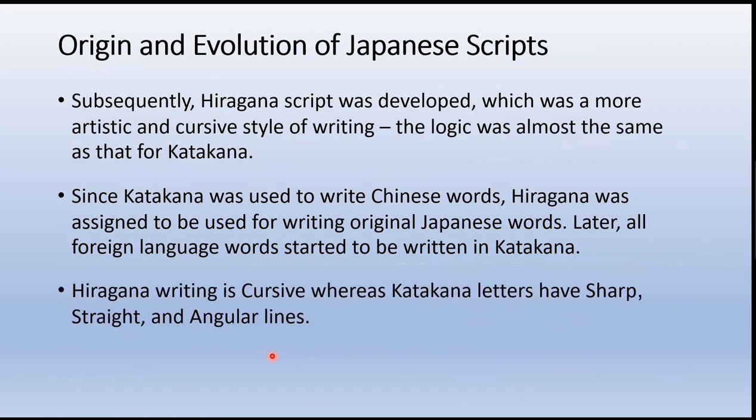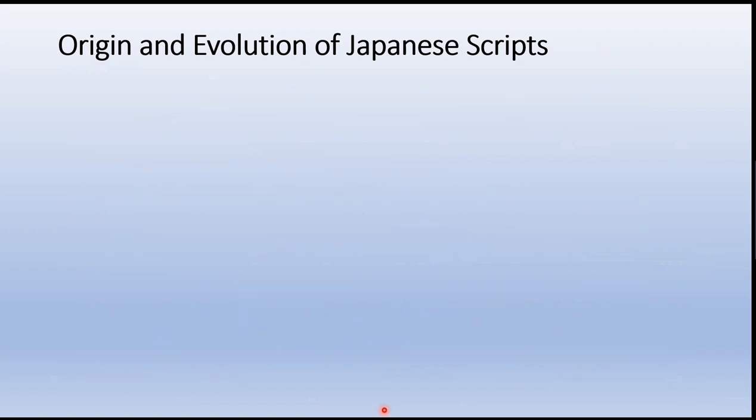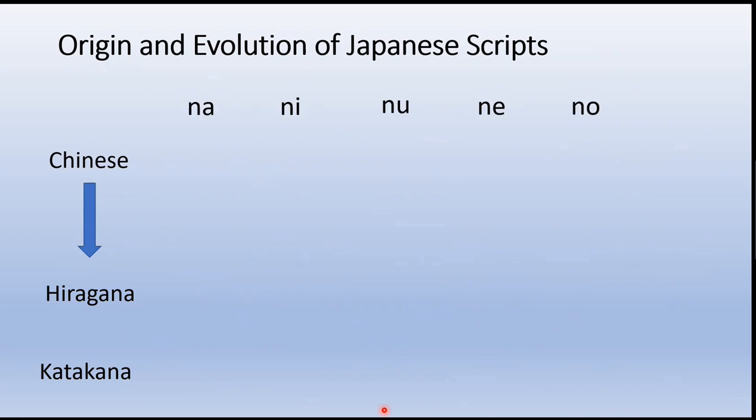Hiragana writing is cursive, whereas katakana letters have sharp, straight, and angular lines. This we will see in the next slide. Hiragana and katakana together are totally sufficient to write the complete Japanese language. Now let's have a look at the evolution of symbols of hiragana from the Chinese and the related katakana symbols. So for this, we take the example of this line na, ni, nu, ne, no.